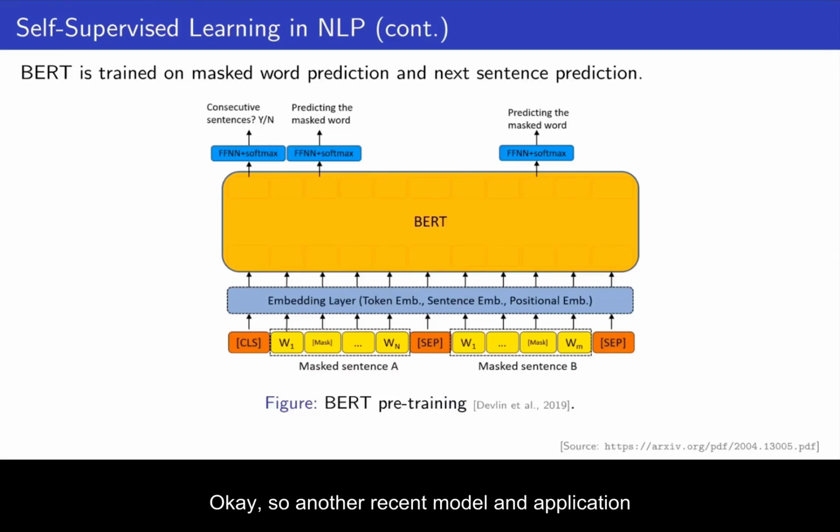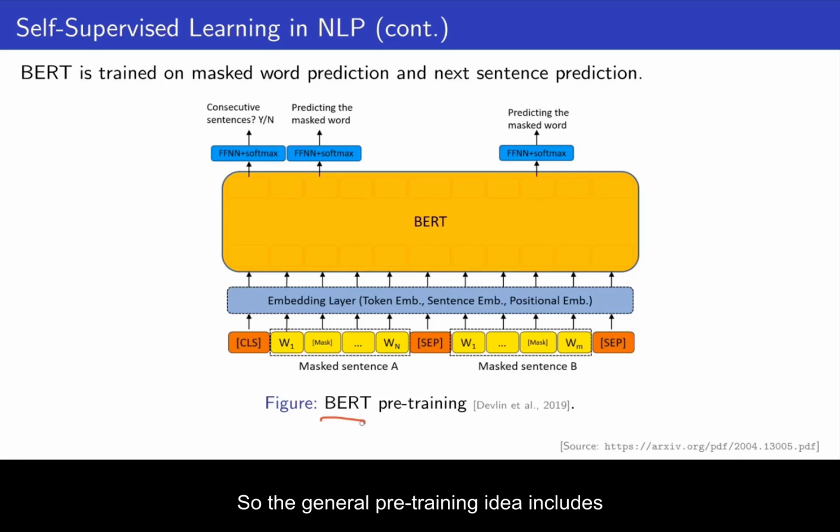Another recent model and application of self-supervised learning in natural language processing is the very famous BERT model. In this paper, the authors introduce a novel transformer architecture, but in the scope of this lecture, we want to focus on the self-supervised pre-training that they employ.